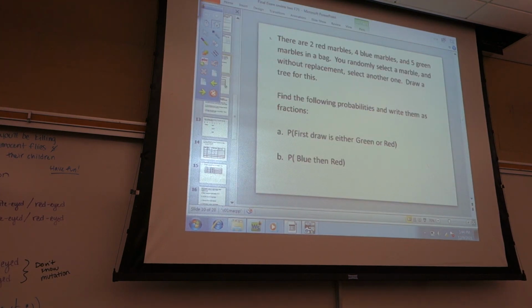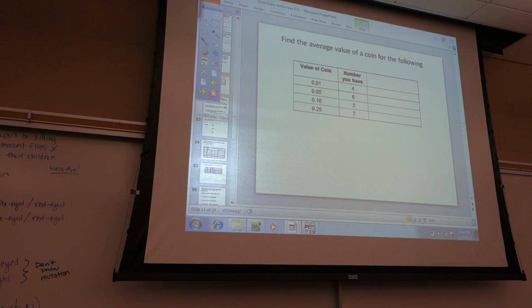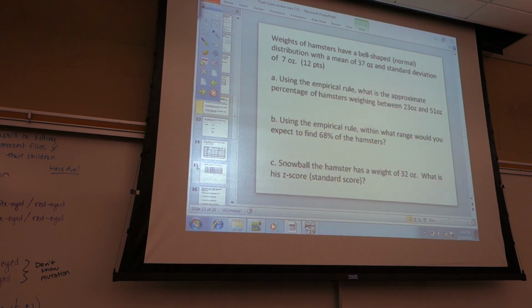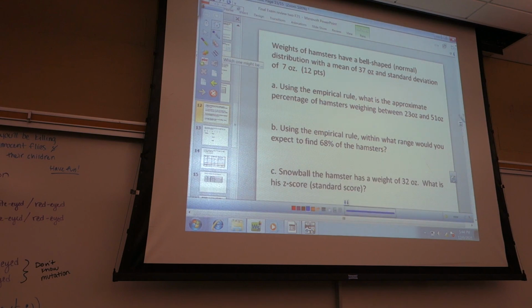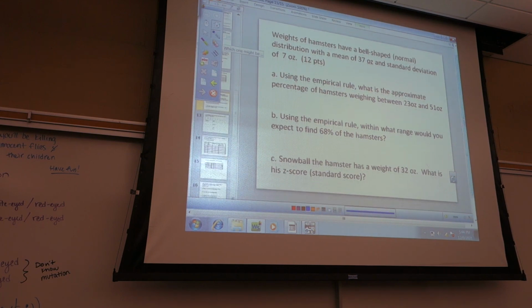Great. I think next, let's do this one next. Weights and hamsters. It's on the first page. It's on the first page. There you go.